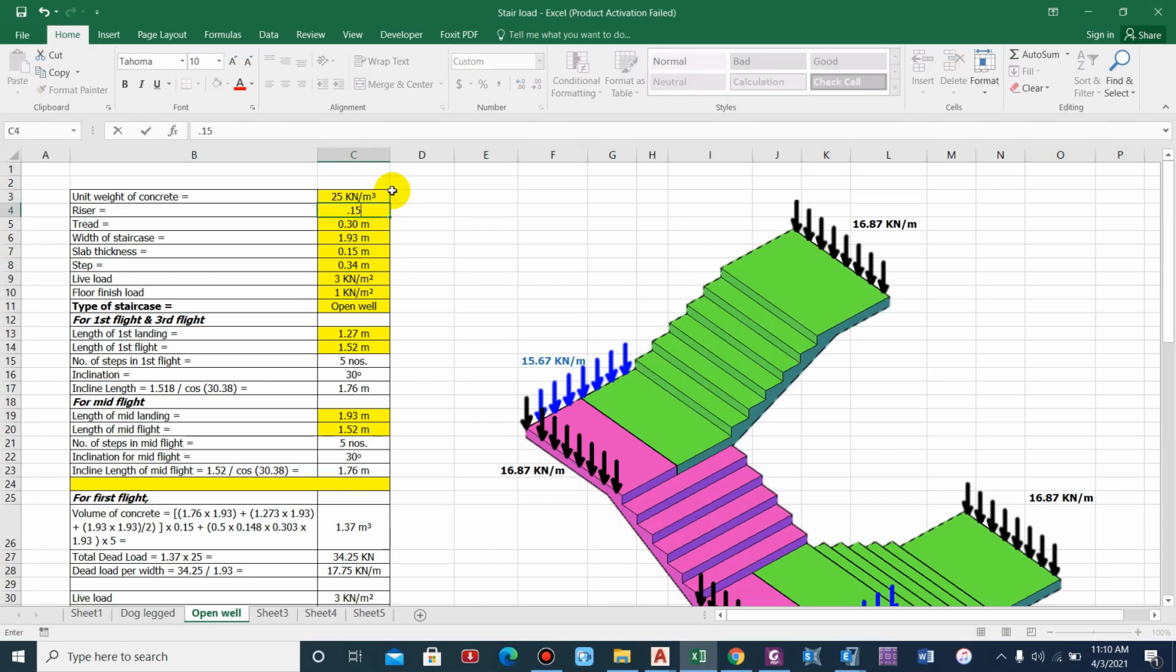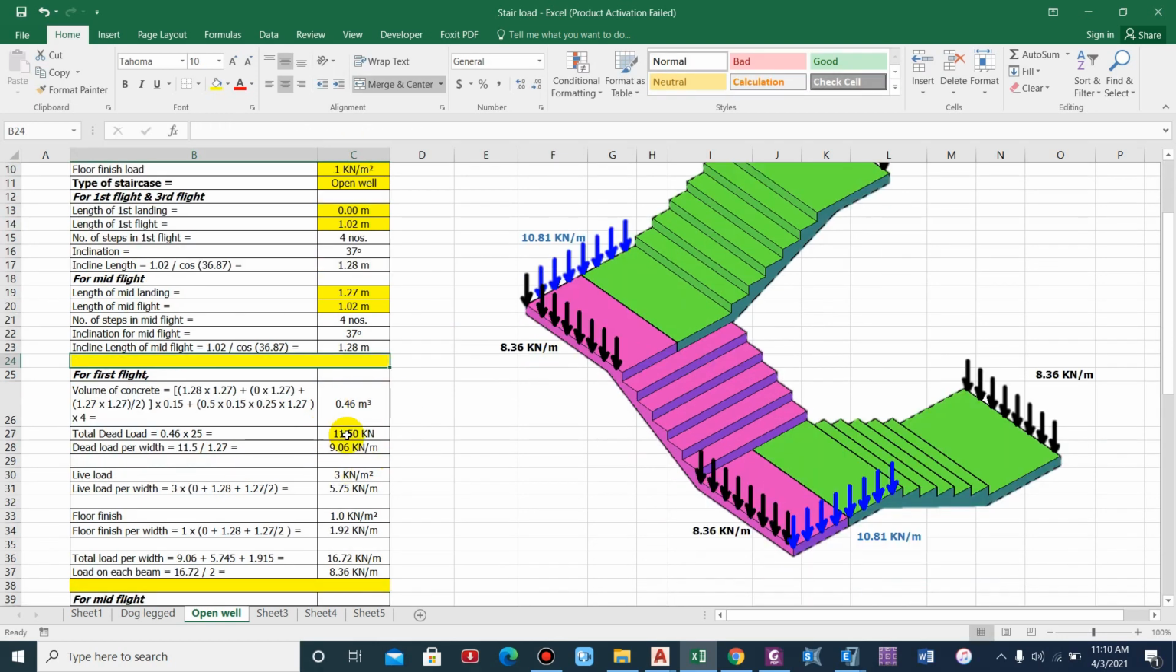Tread is 0.15, 0.25, 1.02, slab thickness 0.15, open well, length of landing 1.02, and the width is 1.27. Length of mid landing 1.27, length of mid flight 1.02.